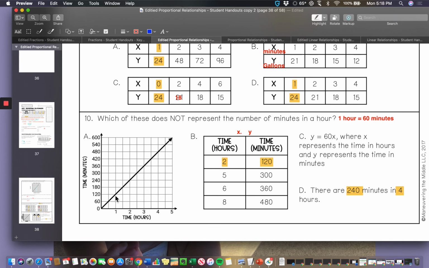Now let's look at the graph right here. Well, it says that Y is 120 in 1 hour. So I have 120 minutes in 1 hour. I don't know about that one. Not really. I don't really think that that's 60 minutes in 1 hour. This graph is telling me that in 1 hour there's 120 minutes. So big hints there, okay?